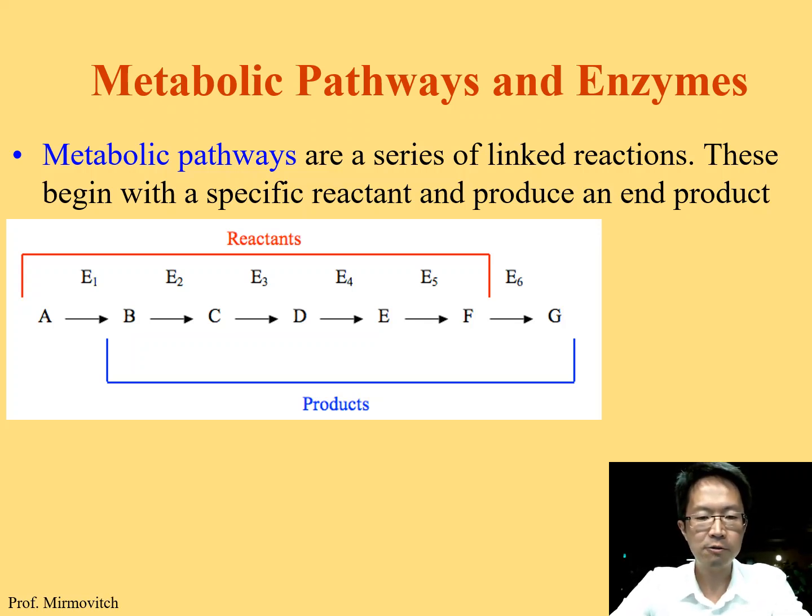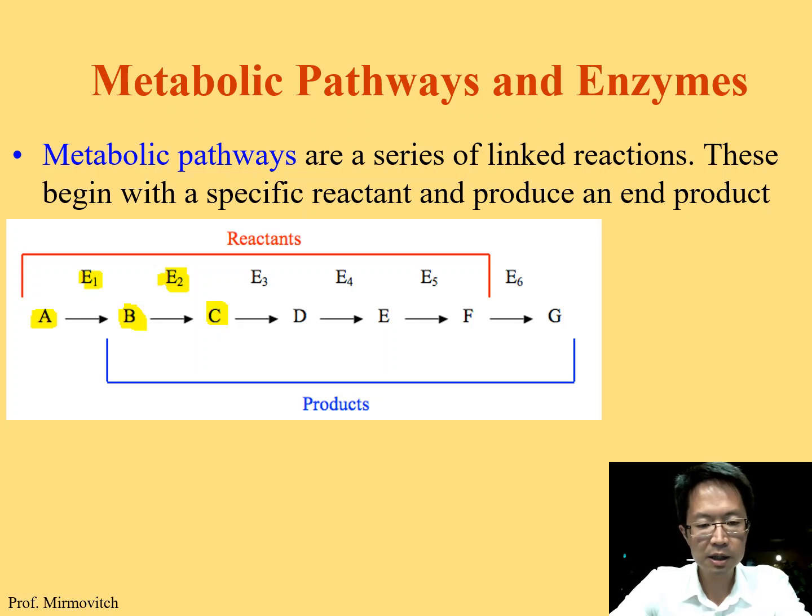Okay, metabolic pathway and enzymes. A metabolic pathway links reactions, reactant and product. Let's say the reactant A, after the first enzyme catalyzes the reaction, becomes product B. Then product B becomes the reactant of another reaction, so that another enzyme can convert product B into product C.